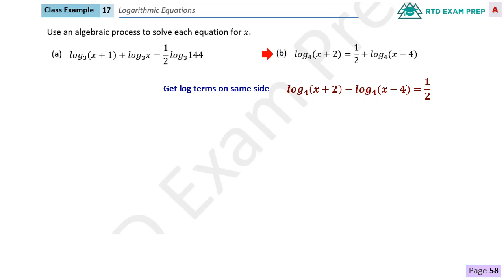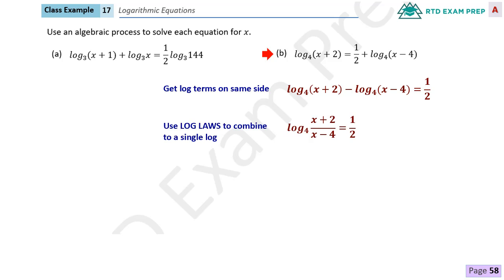Example B is a similar logarithmic equation, except this time one of our terms is not logarithmic. Notice the 1/2 on the right side of the equation. In this case, our first goal will be to rearrange the equation so that all logarithmic terms are on the same side and all non-logarithmic terms are on the other side. So we will subtract log base 4 of x minus 4 from either side here.